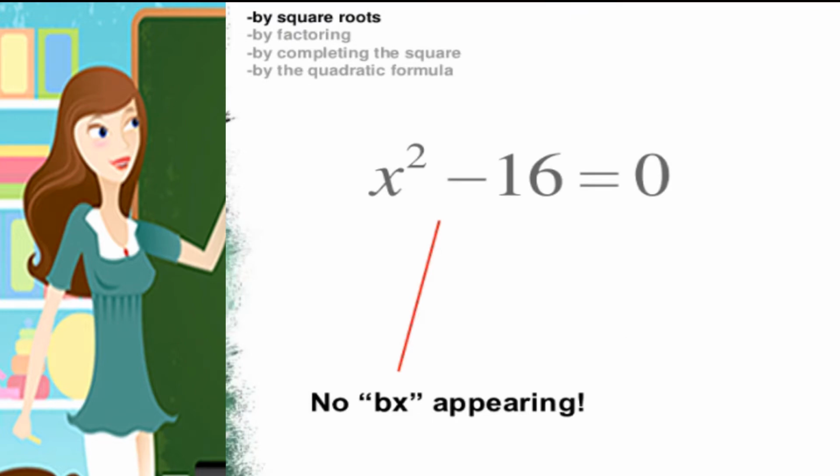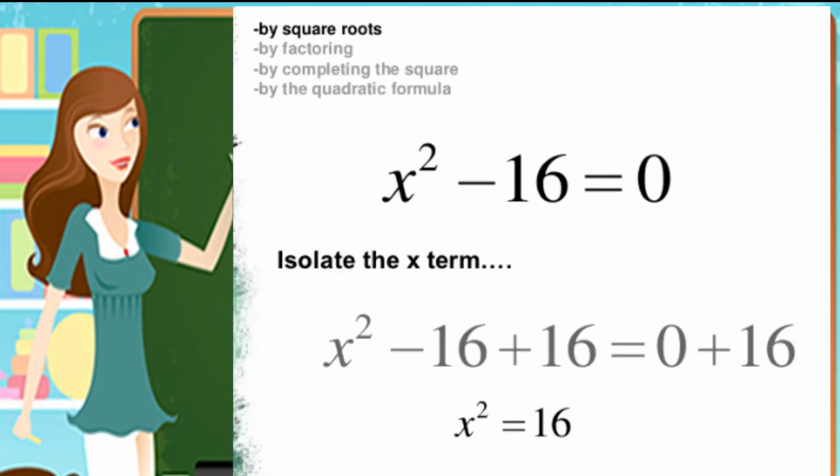Paano ba yon? Ito yon. Example, x squared minus 16 equals 0. As you can see in the given example, there is no bx. Wala siyang number and x. Wala siyang linear term. Anong gagawin natin? Anong sinabi kanina? Let us isolate the x term. Dito sa example, x squared minus 16, ito yon.